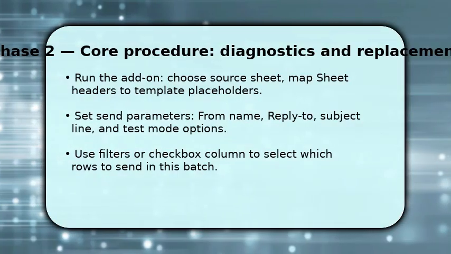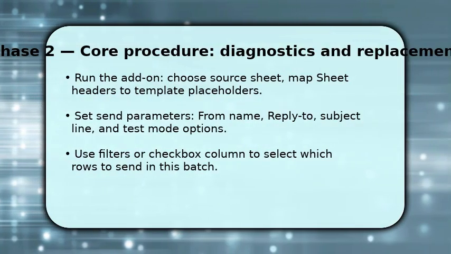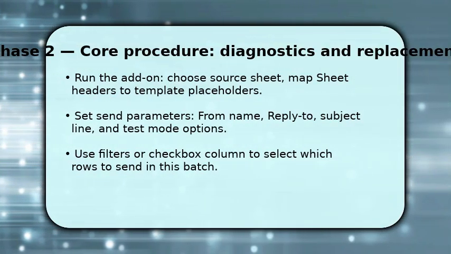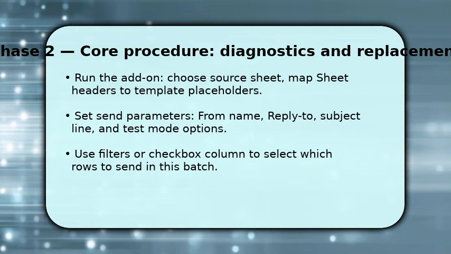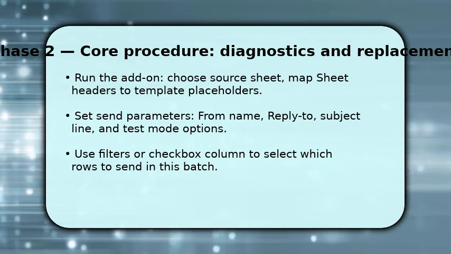You now open the add-on pane and choose your source sheet and draft template. Carefully map each sheet header to the corresponding placeholder. Mismatches cause blank fields and messages.